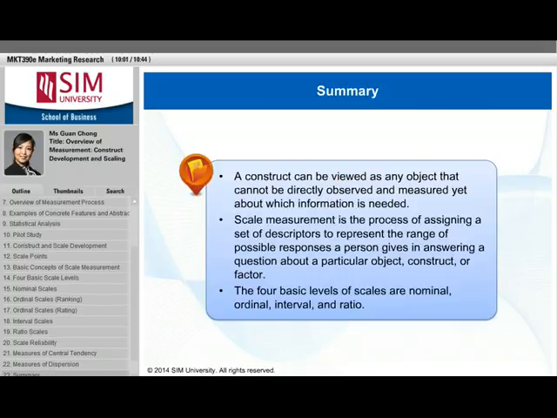To summarize, a construct can be viewed as any object that cannot be directly observed and measured, yet about which information is needed. Scale measurement is the process of assigning a set of descriptors to represent the range of possible responses the person gives in answering a question about a particular object, construct, or factor. The four basic levels of scales are nominal, ordinal, interval, and ratio.